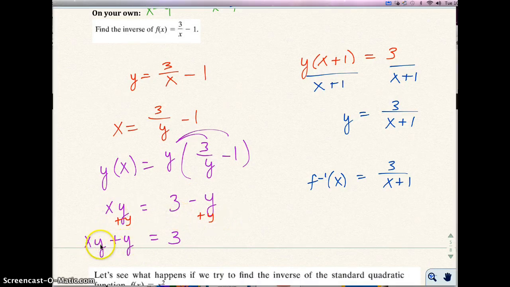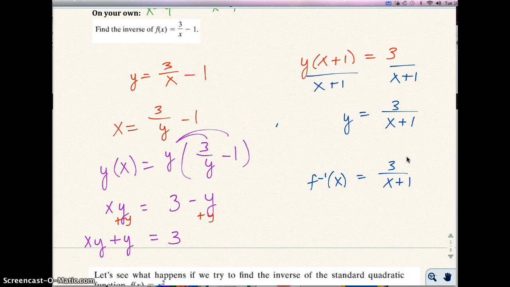And then in two spots, so I went ahead and factored out the y's. I pulled y out, so I get x plus 1 equals 3. Then divide both sides by x plus 1. Then y equals 3 over x plus 1, and then the inverse is this right here.